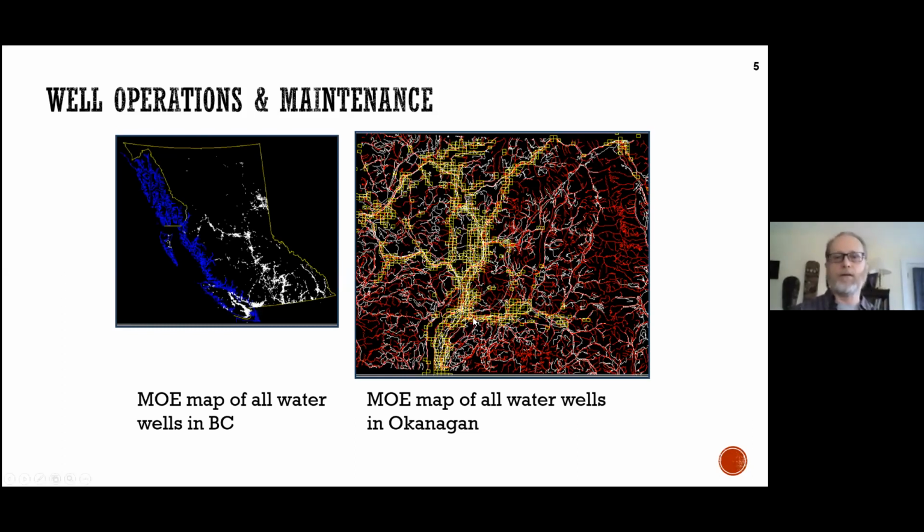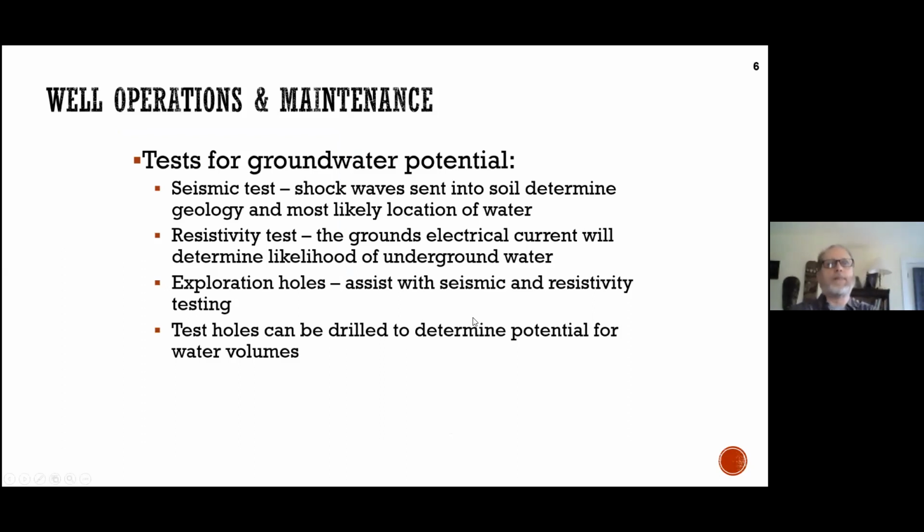All right. So a couple of tests that happen. We do seismic tests, which is basically a shock wave sent into the ground, and that reveals the geology, the different types of rock and soil overburden, and if there are aquifers or spaces where groundwater can exist. So be familiar with the difference between a seismic test and a resistivity test.